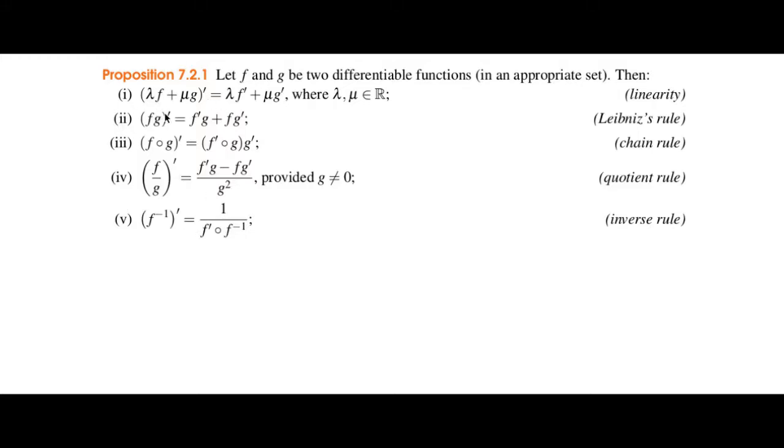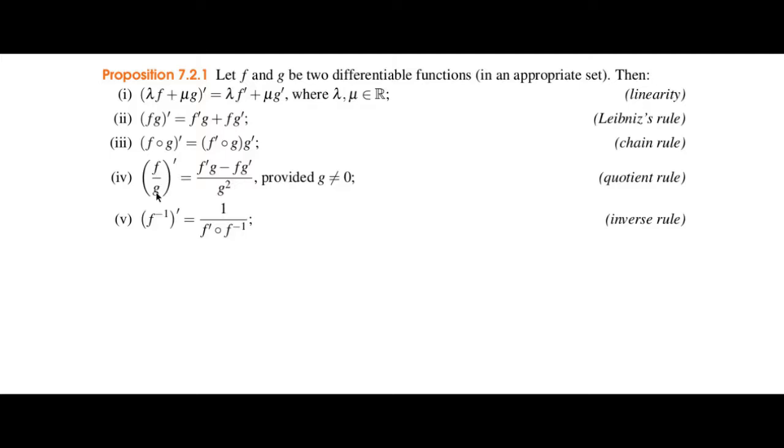Okay, so the derivative of a linear combination of functions is the linear combination of the derivatives, and this comes from the linearity of the limits. The product rule: the derivative of the product is the derivative of the first function times the second function plus the derivative of the second function times the first function. Now the chain rule, which is the derivative of the composition of two functions, is the derivative of the first function composed with the second, times the derivative of the second function.